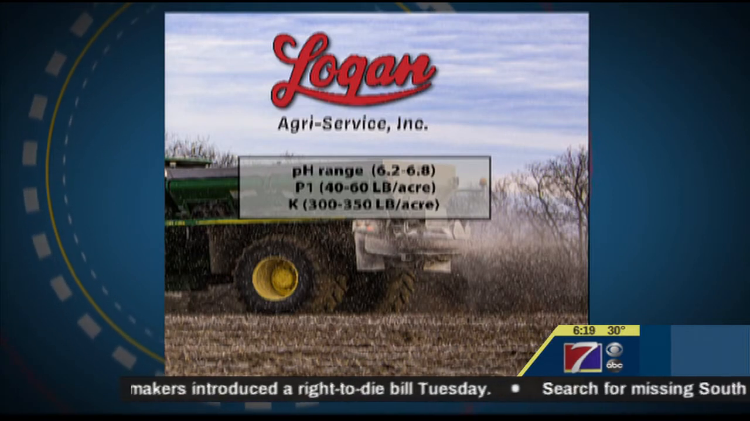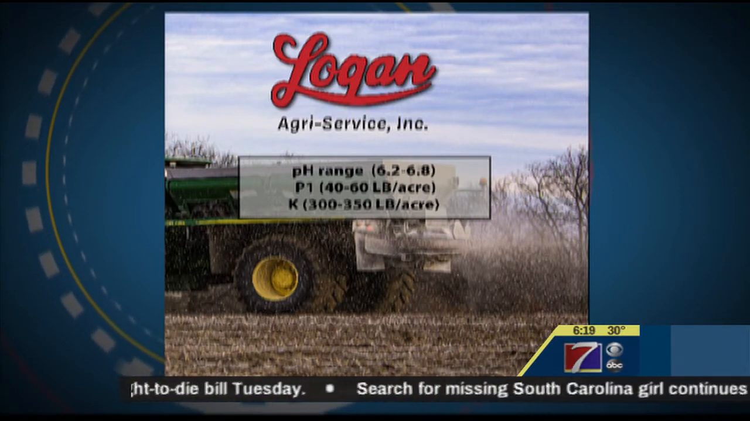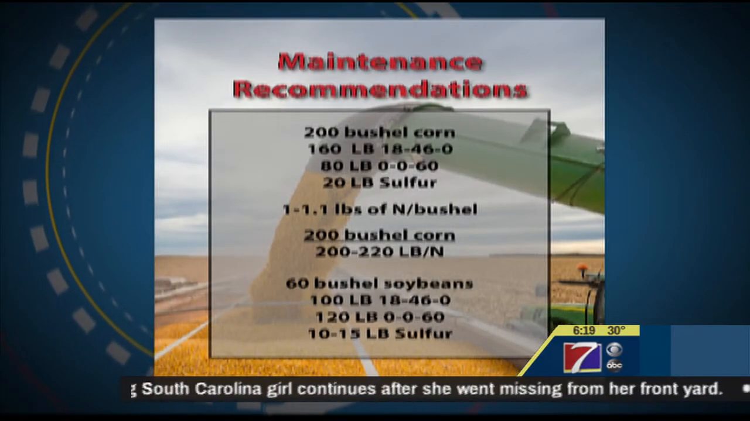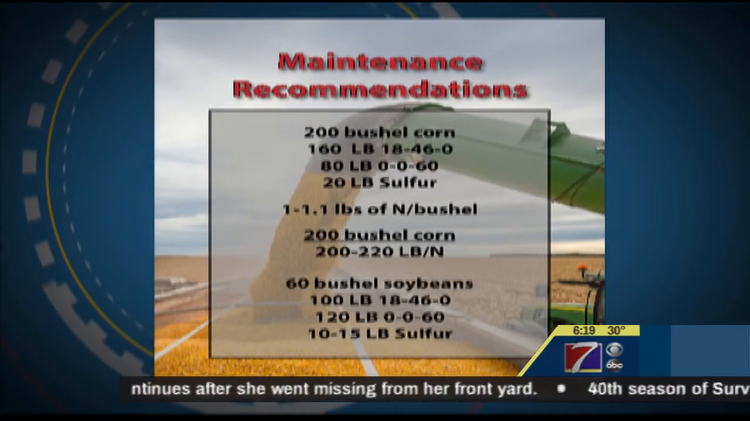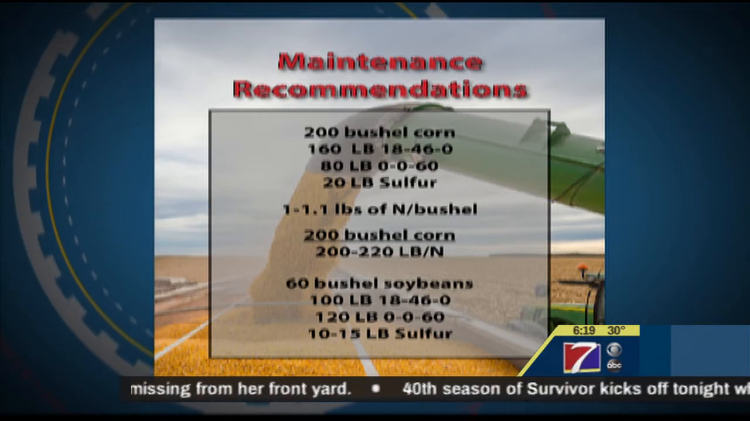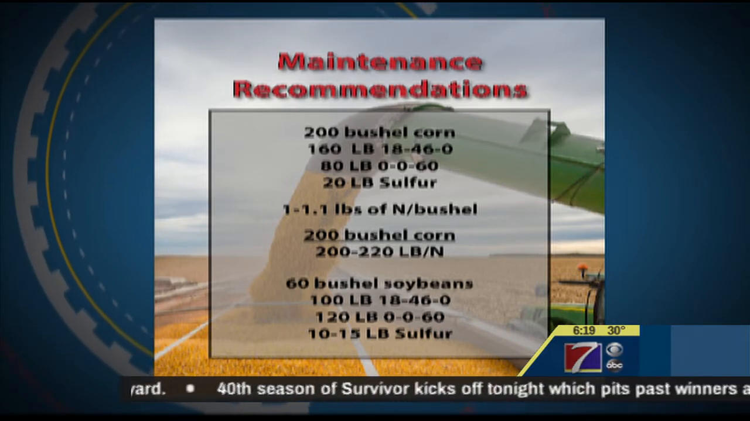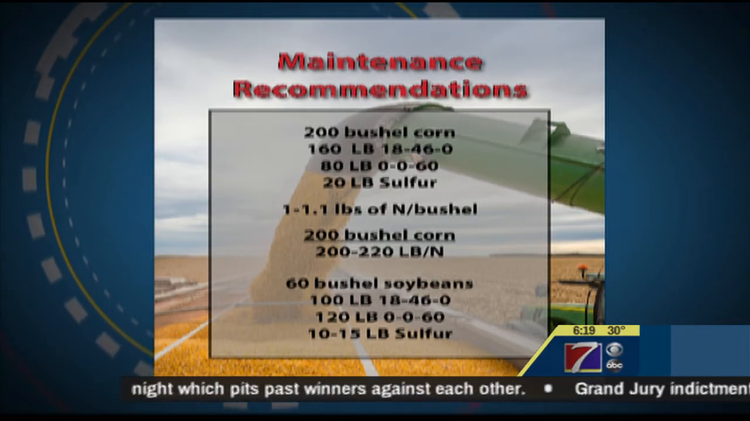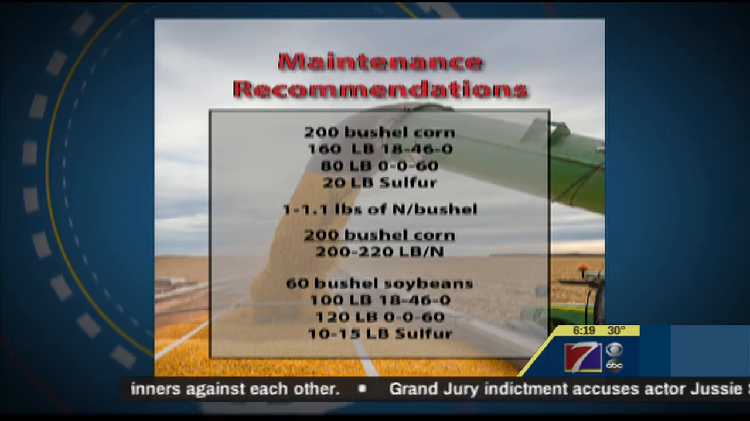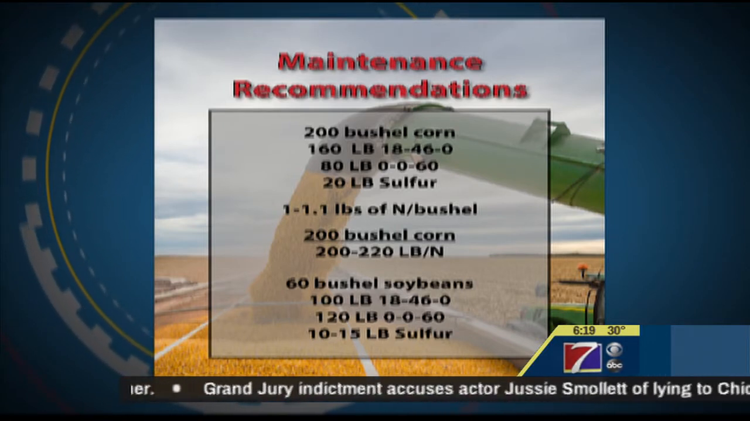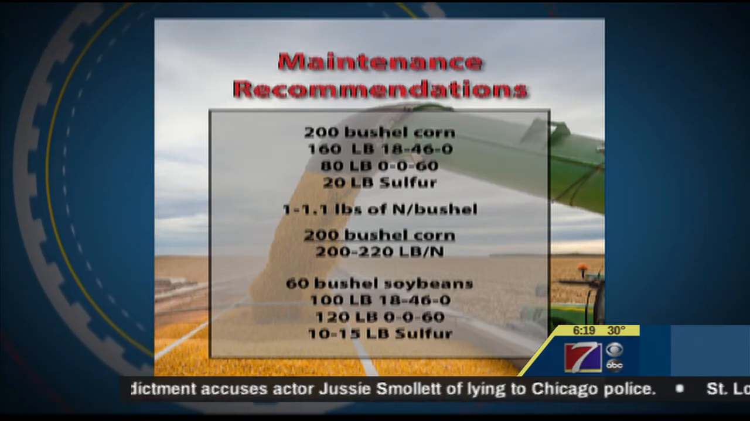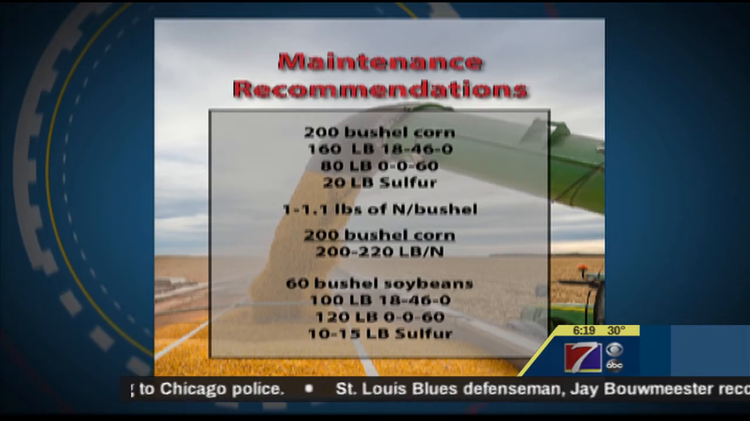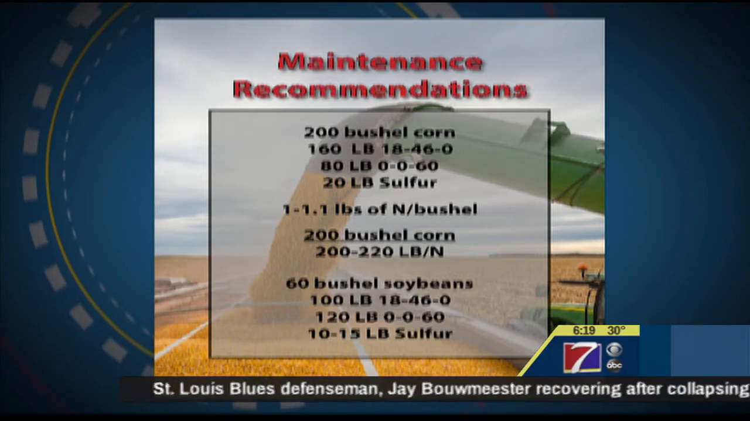We're going to apply what the crop is going to remove from the field in its grain. So for a 200 bushel corn crop, we need to apply about 160 pounds of 18-46-0. That's our phosphorus source. We call that DAP. And in terms of potassium, we need to apply about 80 pounds of 0-0-60. That's our potash source. I always recommend, Melissa, that in corn production, we're going to apply 1 to 1.1 pounds of nitrogen. So that 200 bushel corn crop is going to require about 220 total pounds of nitrogen.